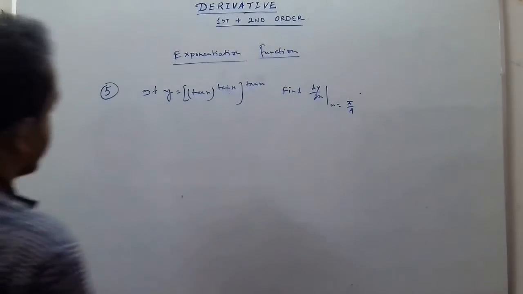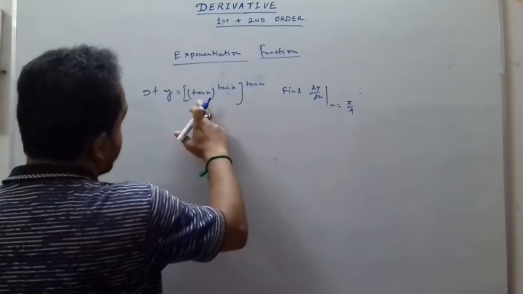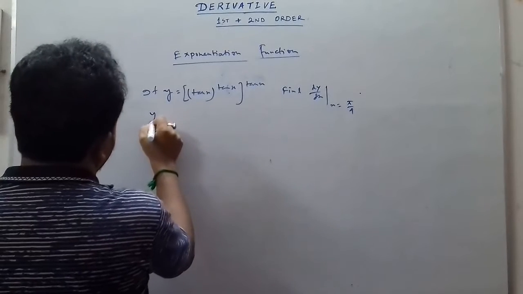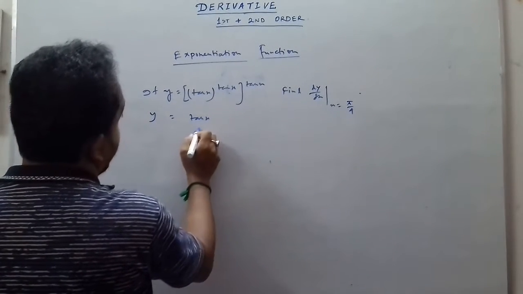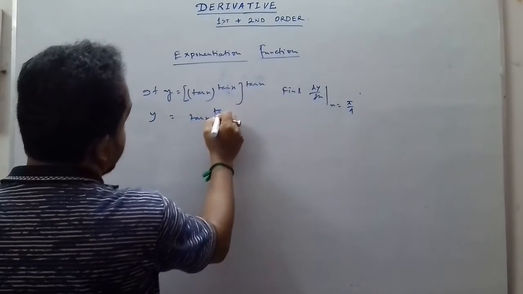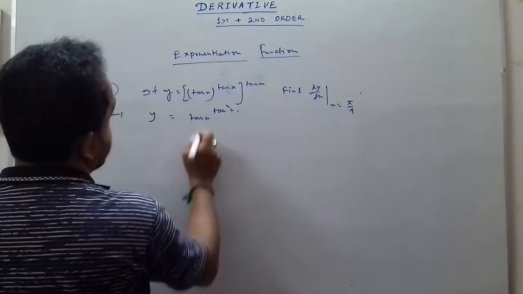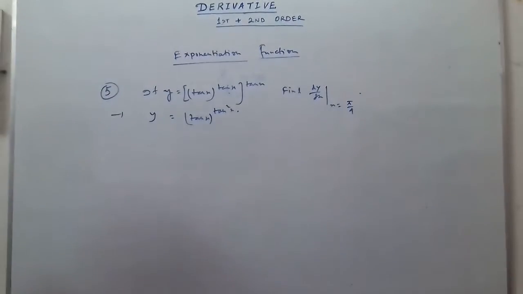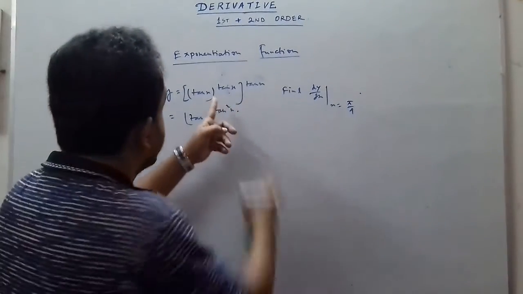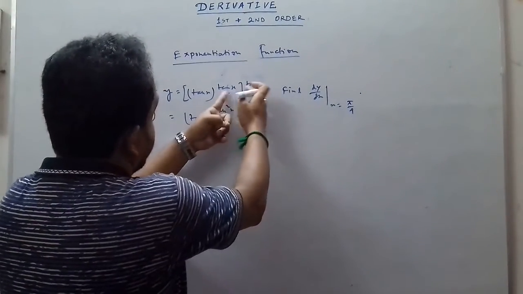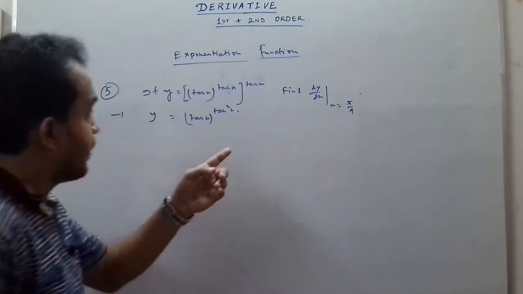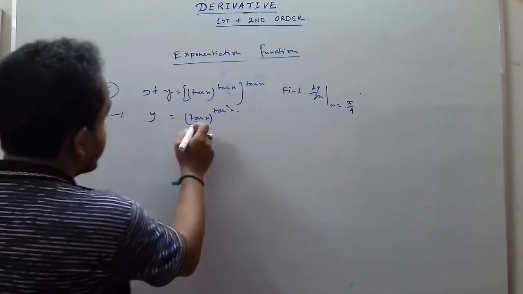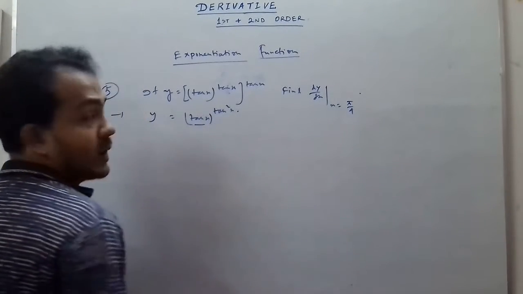This is an exponentiation function. Base is a function, power is also a function. Now y is equal to (tan x) whole power tan square x. By the laws of indices we get these two will be multiplied, that will be at the power of tan x. So tan x is base and power is exponent.